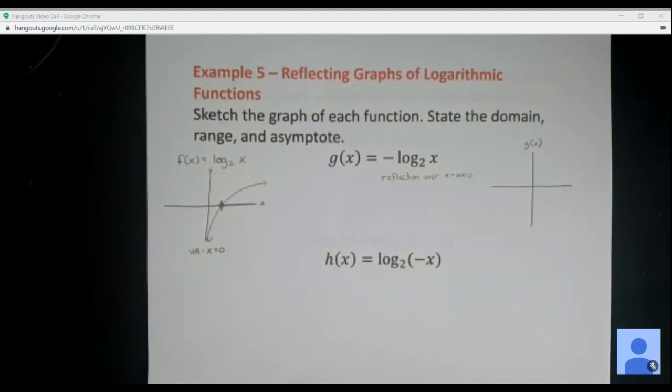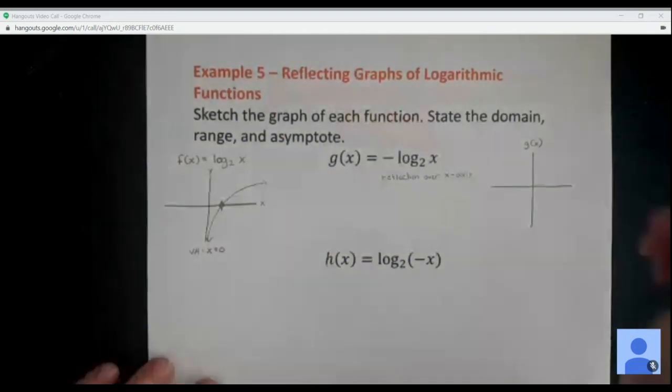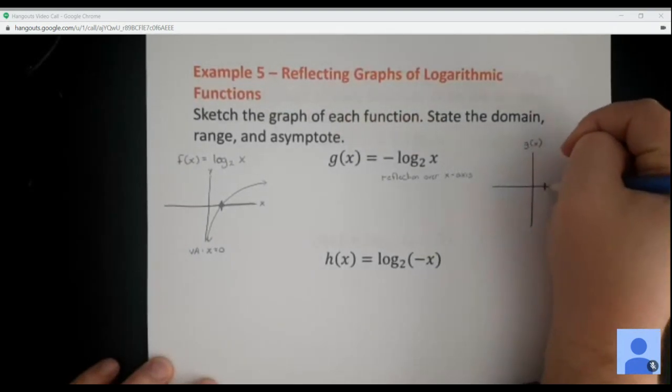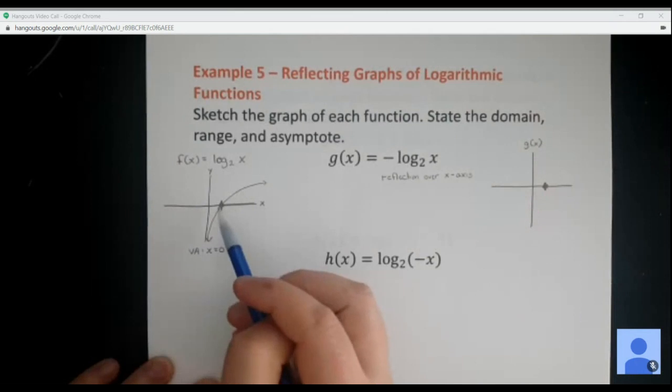think about what that's going to look like, right? So are there any points that I can put on that graph automatically? Yeah, 1, 0 is still going to be on that graph, right? So I'm still going to have my x-intercept at 1, 0, because even reflecting this, that's not going to change anything if I reflect it over the x-axis.